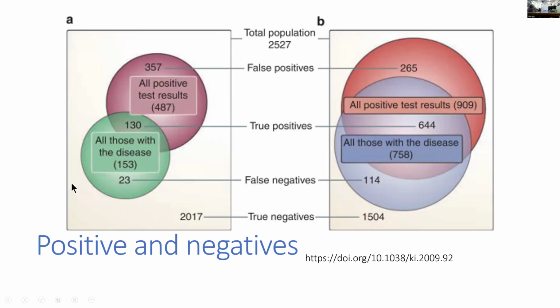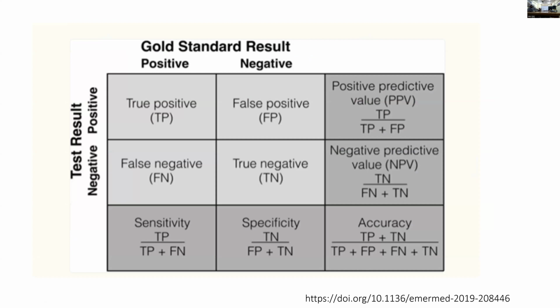Just the basics. Suppose we look at this diagram. Green are the people with disease. Pink are the people whose test has shown positive. Among the total population, this would be the false positive. This will be the true positive, where the test has picked up people with disease. This would be the false negative, and this would be the true negative. These are the four outcomes which we get, and based on that we can calculate the sensitivity, specificity, and positive and negative predictive value in a 2x2 table.